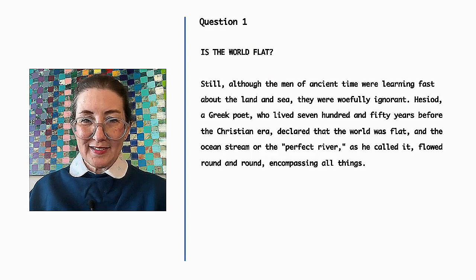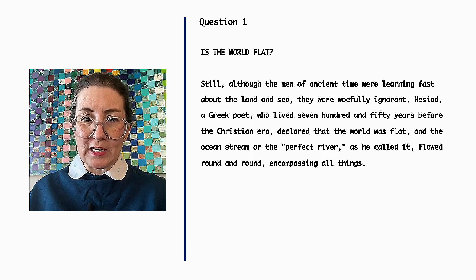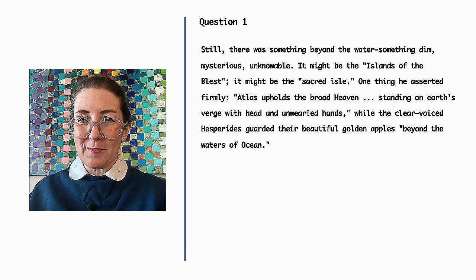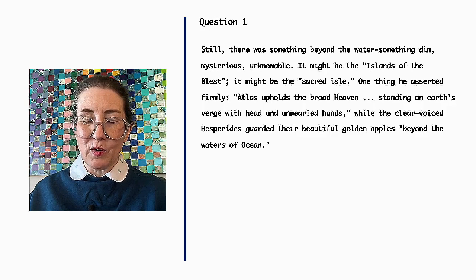Question number 1. Is the world flat? Still, although the men of ancient time were learning fast about the land and sea, they were woefully ignorant. Hesiod, a Greek poet, who lived 750 years before the Christian era, declared that the world was flat, and the ocean stream, or the perfect river as he called it, flowed round and round, encompassing all things. Still, there was something beyond the water, something dim, mysterious, unknowable.